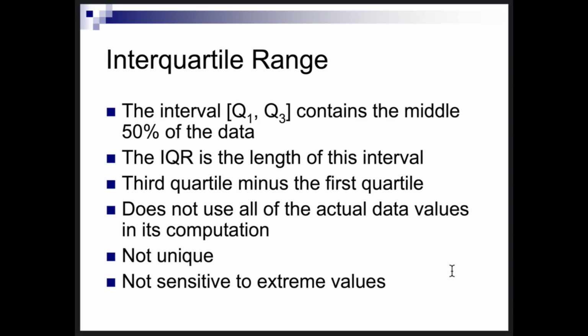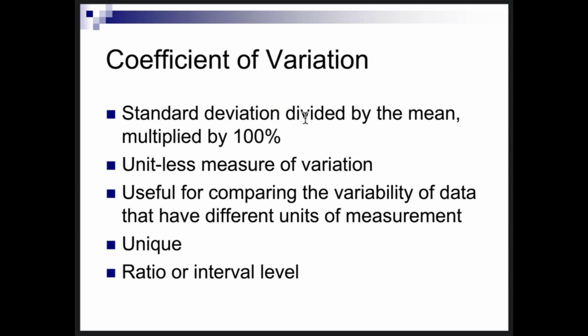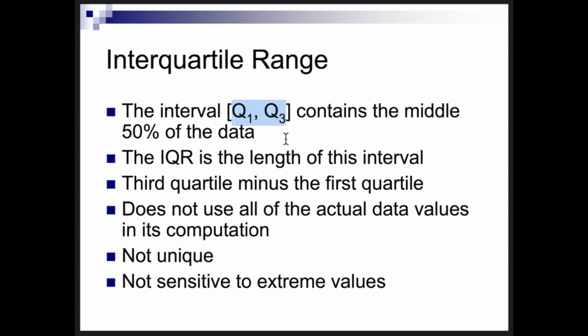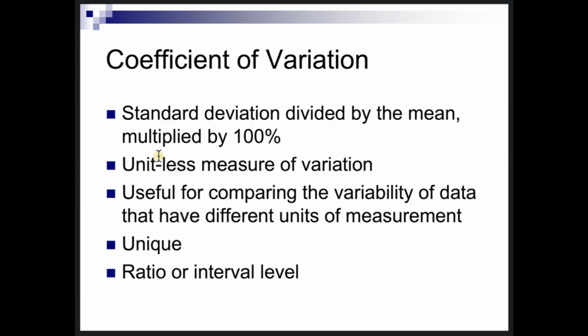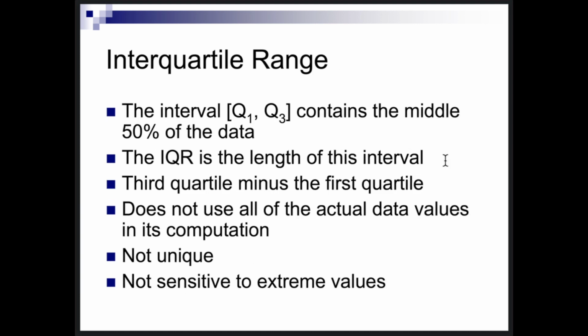And the interquartile range is the length of the interval that contains the middle 50% of the data, right? And the middle 50% of the data being represented by the first and third quartiles. And so the interval from Q1 to Q3 inclusive contains approximately the middle 50% of the data. And by definition, the IQR, the interquartile range, is the length of that interval. The way that we calculate this is that it's the difference between the third quartile and the first quartile, so Q3 minus Q1.